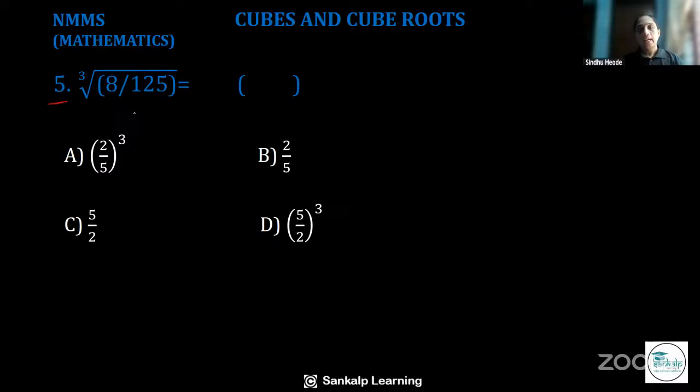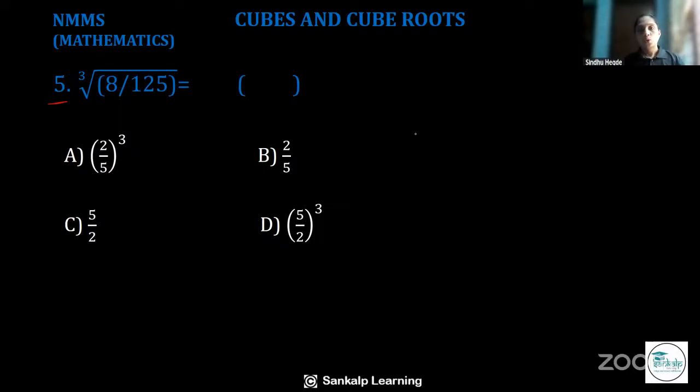Let us see question number 5 of the chapter Cubes and Cube Roots. Cube root of 8 by 125 is equal to option A 2 by 5 whole cube, option B 2 by 5, option C 5 by 2, option D 5 by 2 the whole cube.